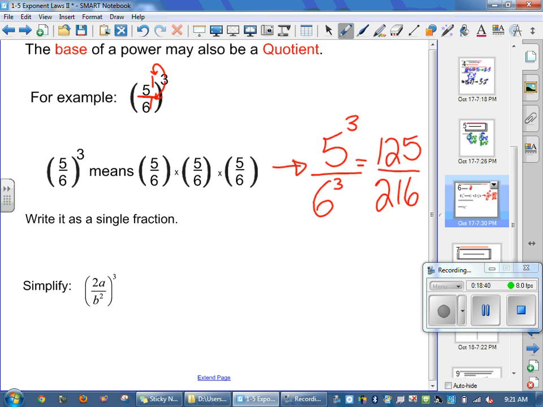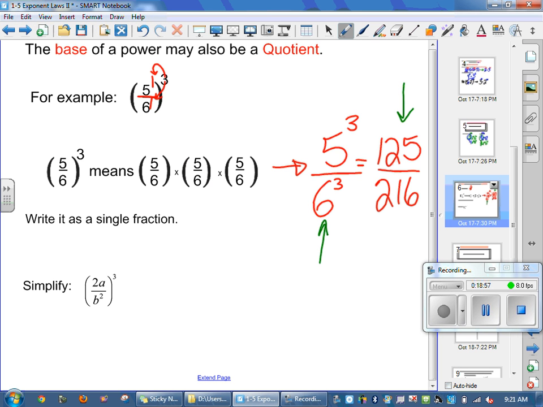So if they say leave it in exponential form, so simplify as exponents, that's your exponent form. This is called what form? What form do we call that, the answer? Standard form. It's got one other hidden name. Decimal form. Good. Okay, you guys try the next one.